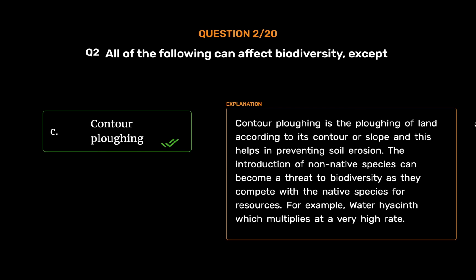Contour plowing. Contour plowing is the plowing of land according to its contour or slope, and this helps in preventing soil erosion. The introduction of non-native species can become a threat to biodiversity as they compete with the native species for resources. For example, water hyacinth, which multiplies at a very high rate.